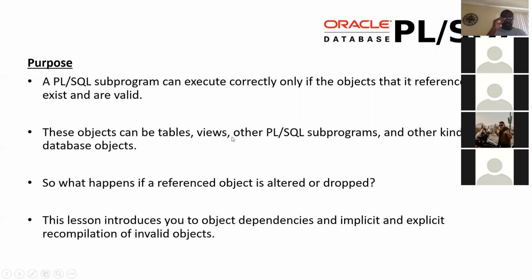So this lesson introduces you to object dependencies and implicit and explicit recompilation of invalid objects. And all that means is that basically you'll get those dependency errors, and essentially you as the programmer will go back in and ensure that that object is either named correctly or the syntax is correct, or the table, the row, the column hasn't changed or hasn't been altered, things like that.